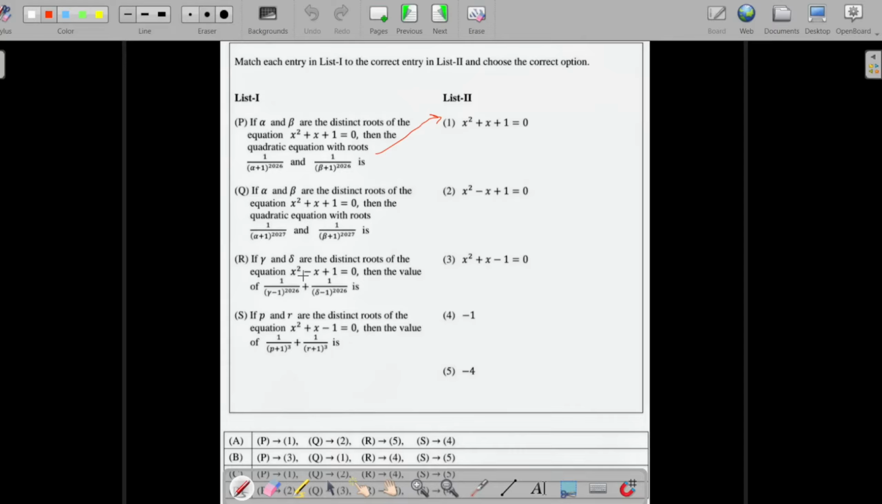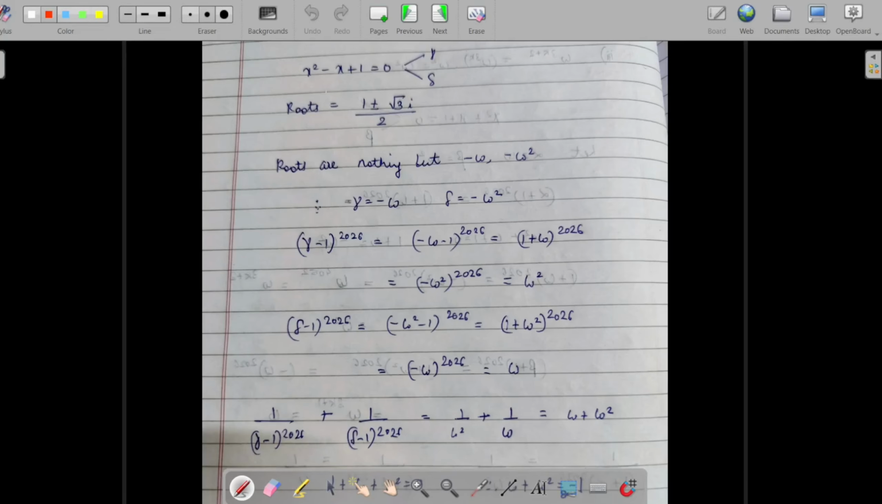Now let us move to this one. x square minus x plus 1 is equal to 0, and gamma and delta are the roots. Interestingly, let us take a look at this equation. Gamma and delta, by applying the quadratic formula, are (1 plus minus root 3 i) by 2. Now if you notice, let us take the minus sign common outside. So this will be minus (1 minus plus root 3 i by 2). So the roots are nothing but minus omega and minus omega square, or you can write it as minus omega square and minus omega, it doesn't matter, these are symmetrical values.